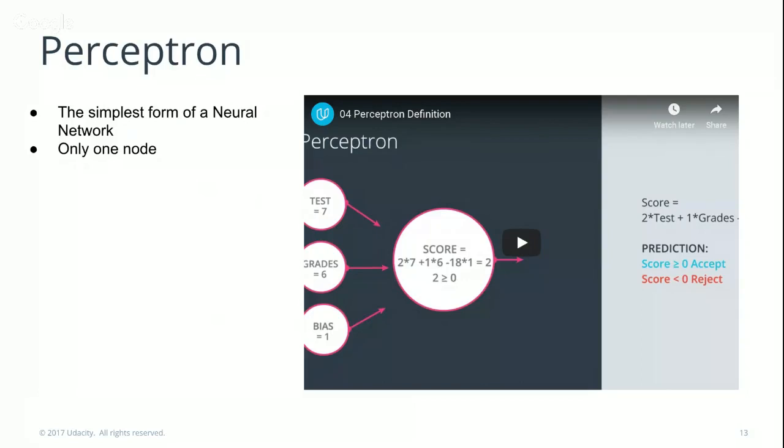let's say the goal here is that you're trying to determine whether or not you should accept or reject a student into a school. So you're looking at their grades, and you're looking at how well they did on tests, and you've assigned a value to their grades overall, and you've assigned a value to how well they've been doing on tests overall.